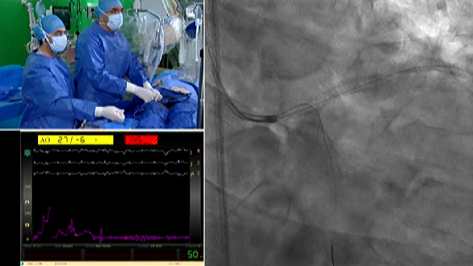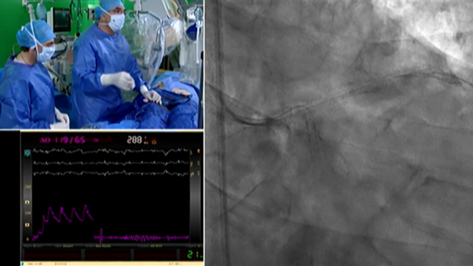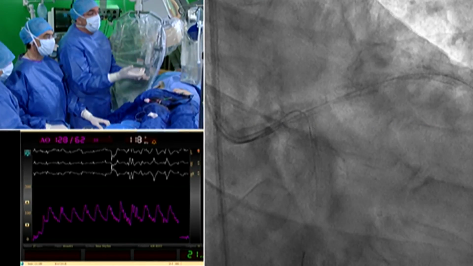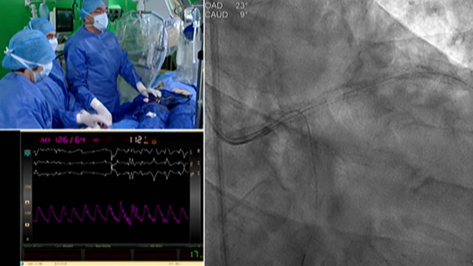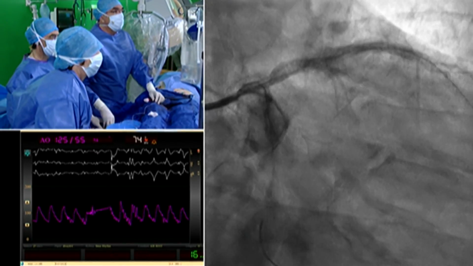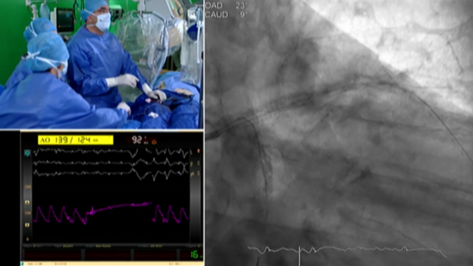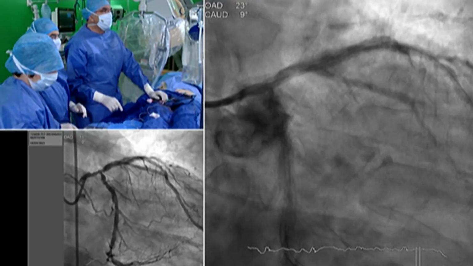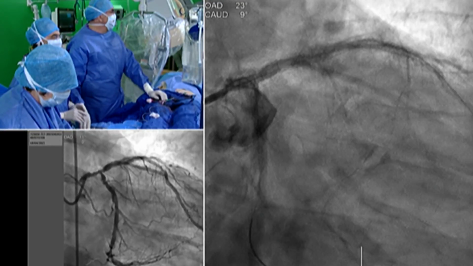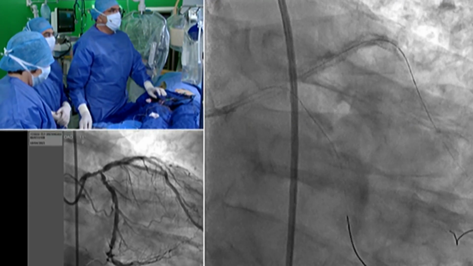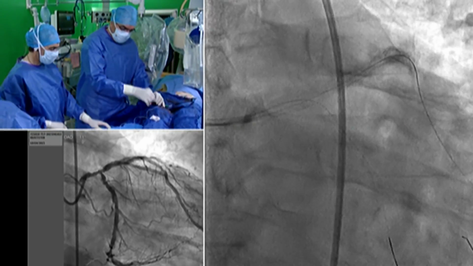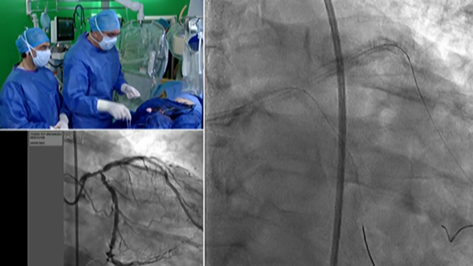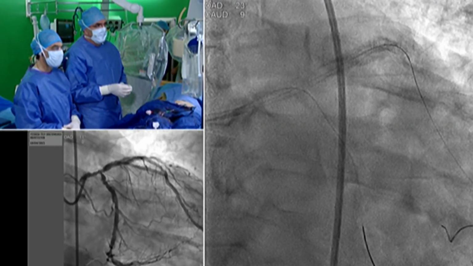Now we have the jailed wire. The LCX wire is jailed by the stent placed in the left main. So I cannot intubate with the guiding catheter because of the position of the jailed wire. Okay, this is what we have. Of course, it's not very good concerning the quality of the angio. So what we will do now is to take a 4.0 millimeter balloon. Give me a 4.0 non-compliant, 21 millimeter in length, at 21 atmospheres.